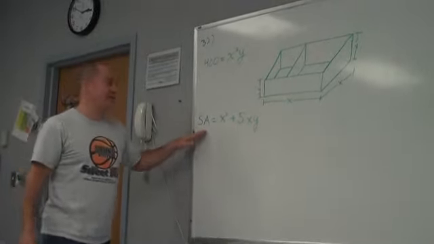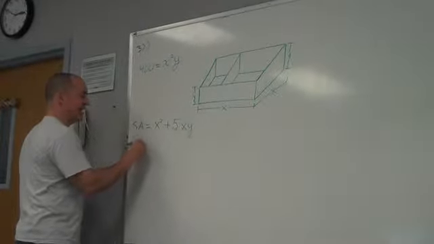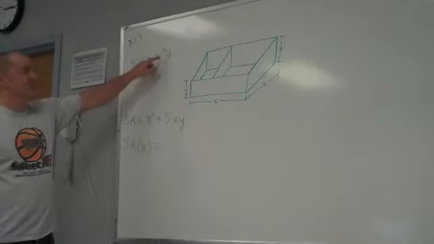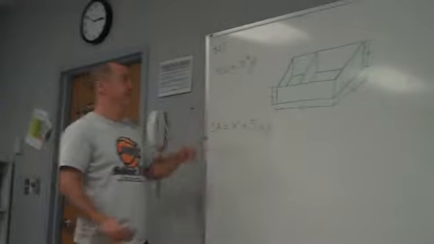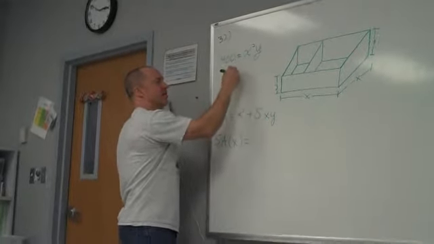Now what they say is to express the whole thing in terms of x, so I'll use my function notation. That means we've got to get rid of this y. It means we have to solve this for y. So what does y equal in this case? 400 over x squared. Correct.